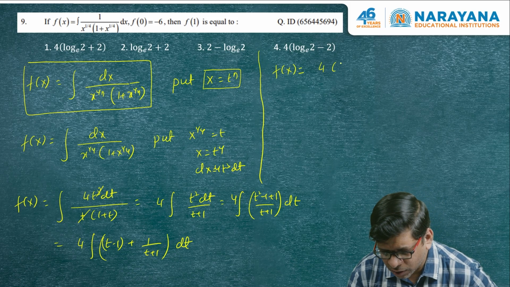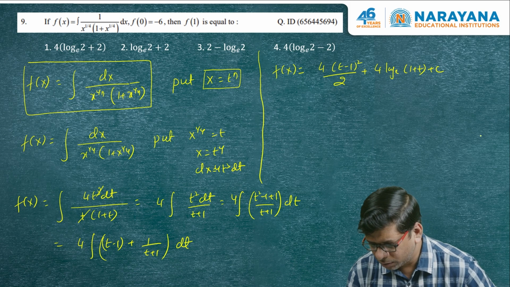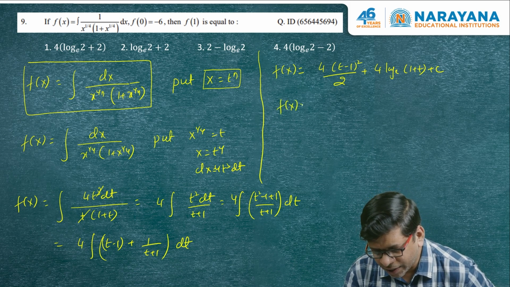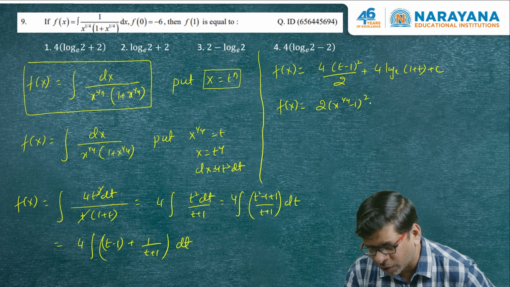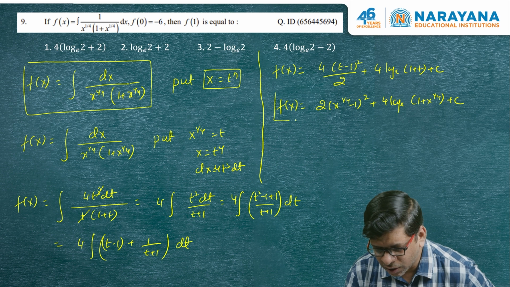So 4 times (t minus 1) whole square by 2 plus 4 times log(1 plus t) plus c. So finally we can rewrite it as 2 times (x power 1 by 4 minus 1) whole square plus 4 log(1 plus x power 1 by 4) plus c. This is your f(x). Now one initial value is given.